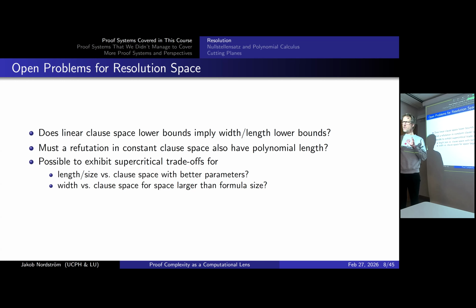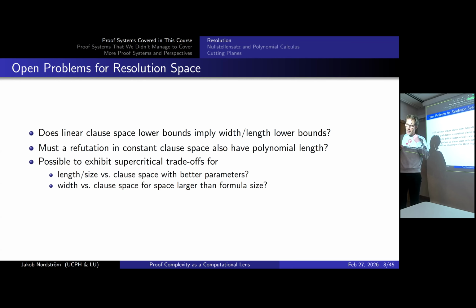Another curious question at the other extreme is, suppose I tell you that a formula can be refuted in constant total space, counting the number of literals. Then, just by a simple counting argument, that proof has at most polynomial length. Why? Because we just look at the possible number of distinct configurations, and there's no need to repeat a configuration, and this number is polynomial. This counting argument does not work if I just tell you that it's constant closed space.